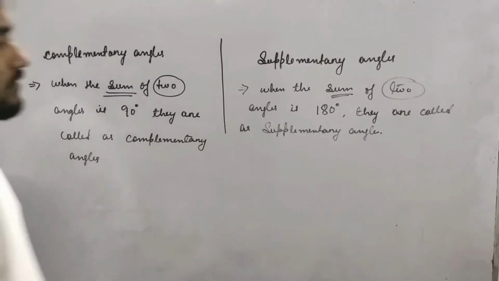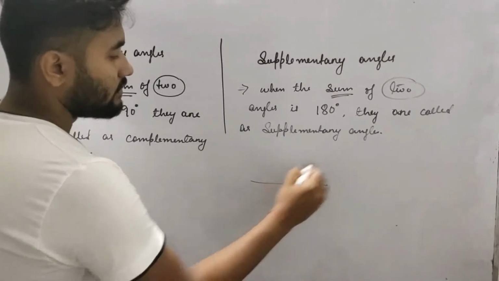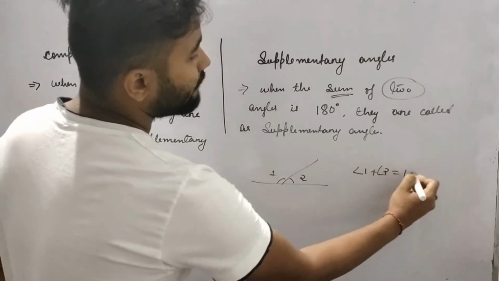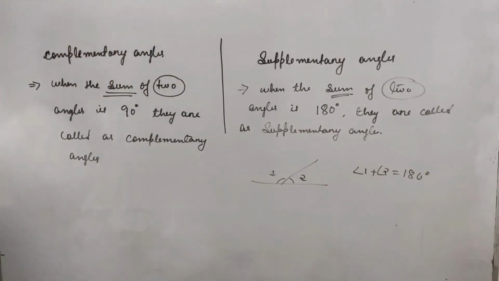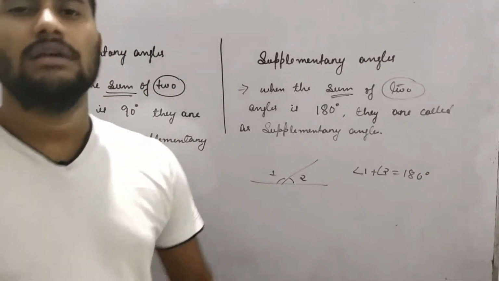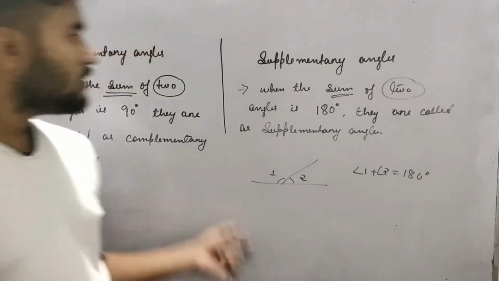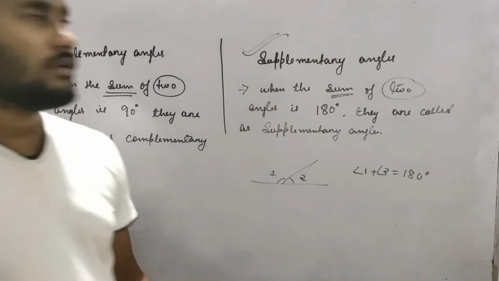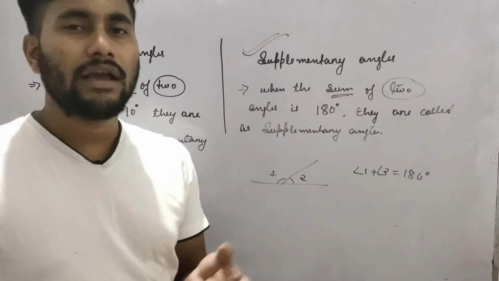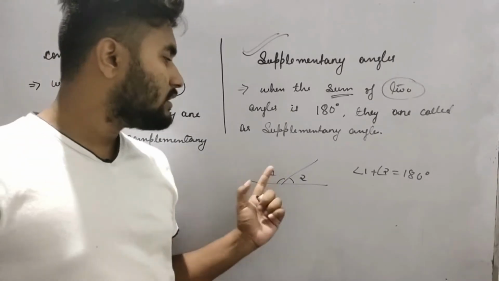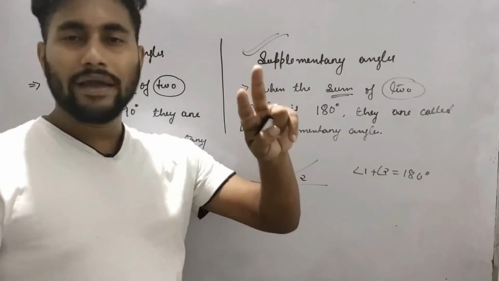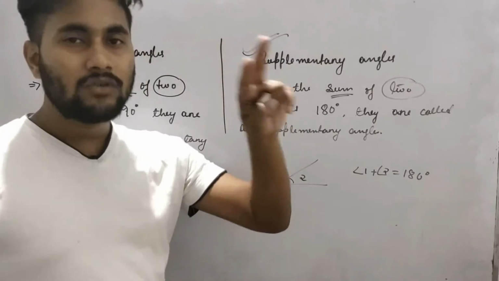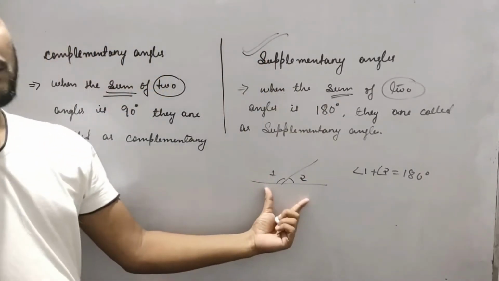Okay, very simple. Say this is angle 1 and this is angle 2. If I add angle 1 and angle 2, and my answer is 180 degree, then what will I say? That the two angles are supplementary angles. Understood? So from supplementary angles, one more thing we can say: like straight angle. Supplementary angles are straight angles. When you add two angles and you get 180 degree, they are supplementary angles. Means that two angles will form a straight angle.